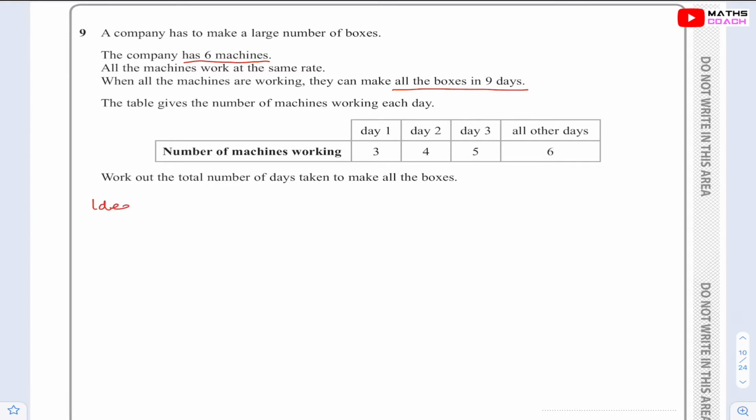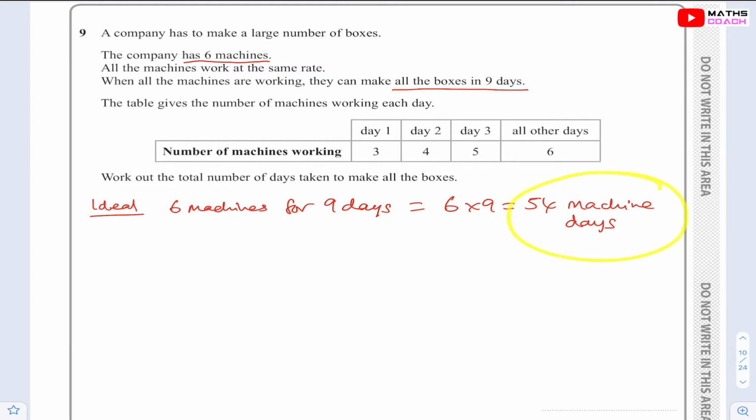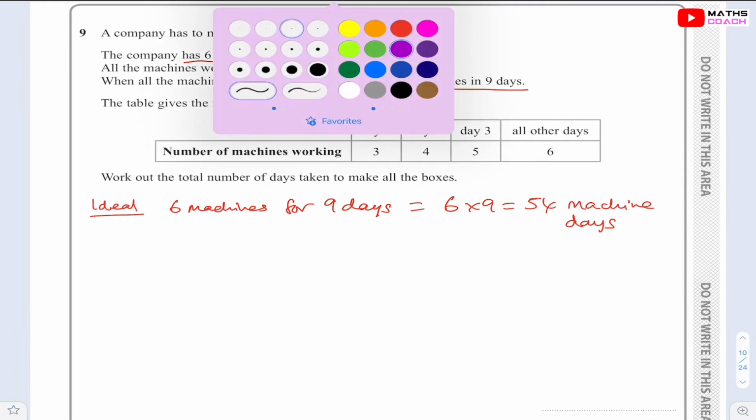Now in an ideal situation where all machines are working, you have 6 machines going full out for 9 days, and that would be a total of 6 times 9, which is 54. Now, this 54 is 54 machine days. This is 54 days of the machine at work. Okay, all 6 machines, and all the boxes are complete. So we need to make up 54 machine days. That's our target. So let's have a look at our table and see what actually happens.